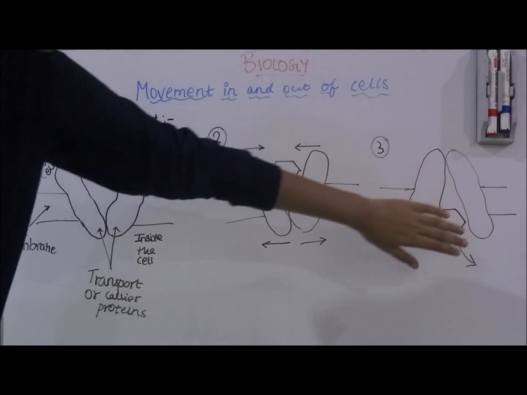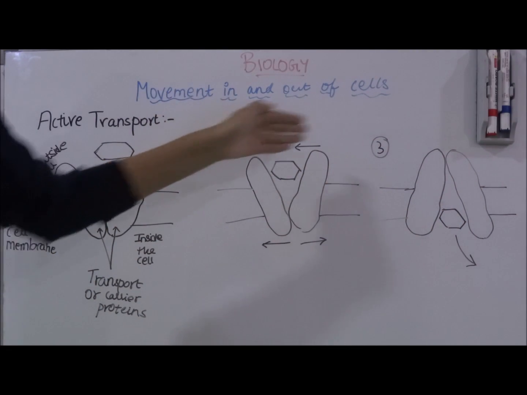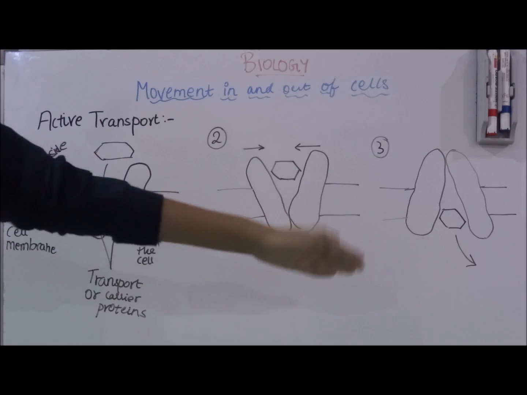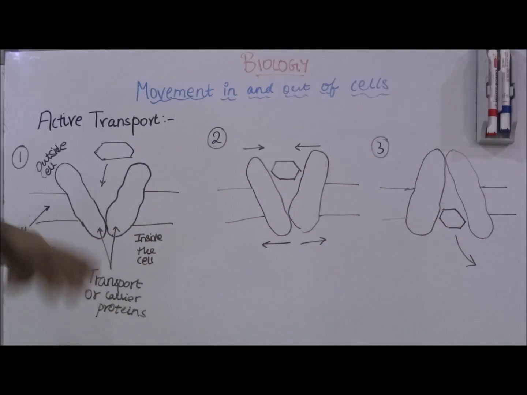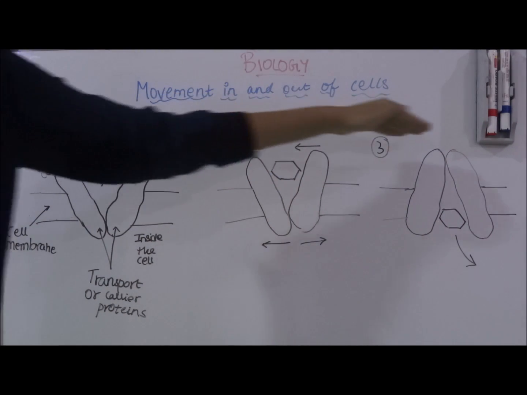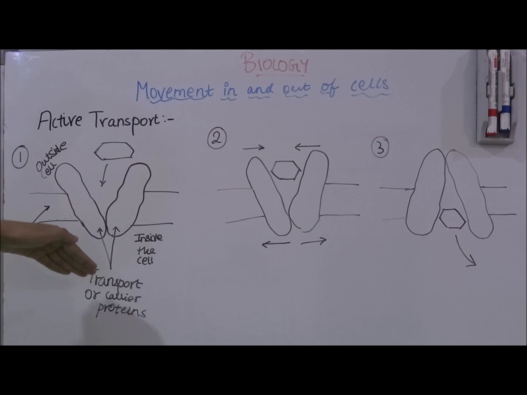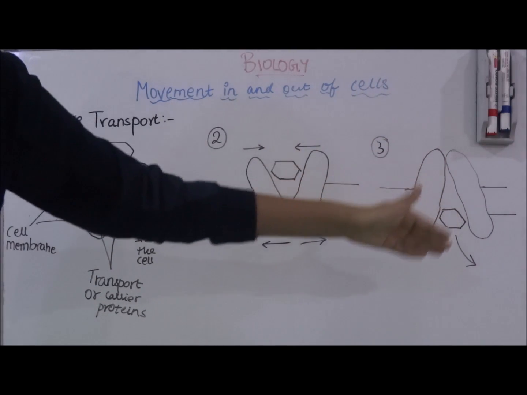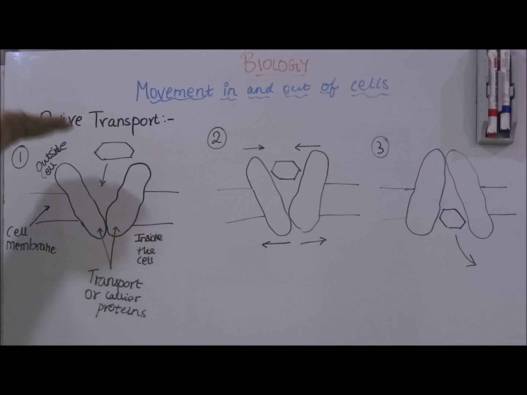Due to the change in shape of the carrier protein, the glucose molecule is pushed inside the cell. So this is how the glucose molecule moves from an area of lower concentration to an area of higher concentration. That is from outside the cell to inside the cell with the help of active transport.